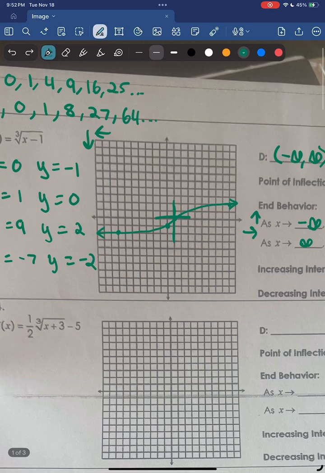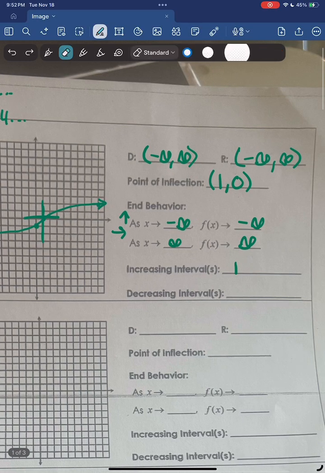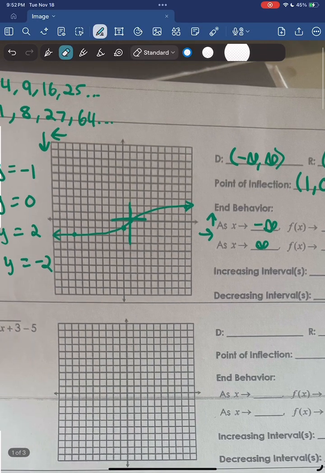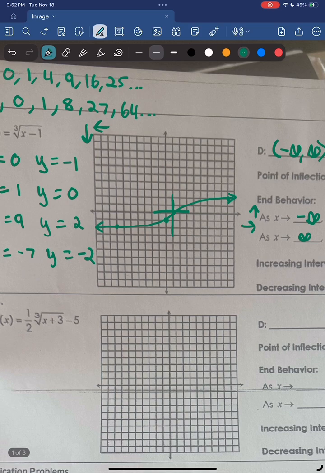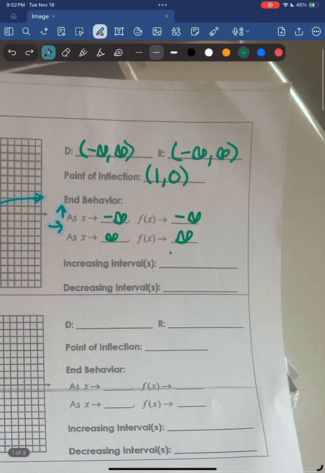Wait, I lied. If you look at the curve, we're actually increasing from forever. We're going basically like that. If you just think about it in that aspect, there's just a little flat spot in there. So if you look at the whole curve, we are actually increasing from negative infinity to positive infinity, and we're decreasing never.